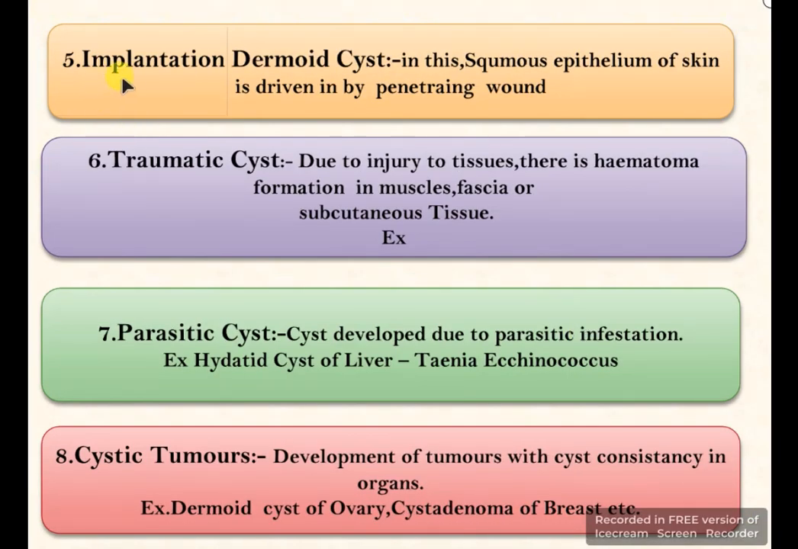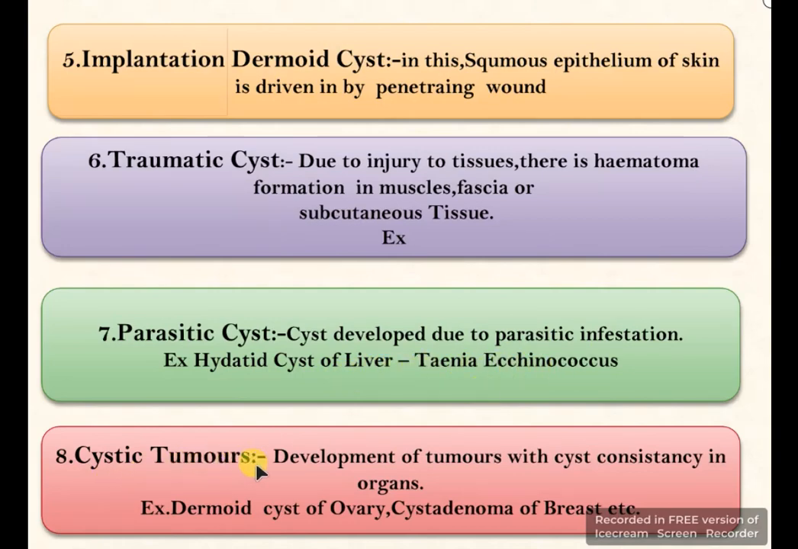This is the fifth type, implantation dermoid cyst, wherein the squamous epithelium of the skin is driven in by penetrating injury and there is formation of a cyst. Sixth is traumatic cyst. Due to any injury to the tissues, there is a hematoma formation in muscles, fascia, or subcutaneous tissues, which leads to the formation of a cyst. Seventh type is parasitic cyst, where cysts develop due to parasitic infestation. For example, hydatid cyst of liver, which is due to Taenia echinococcus.